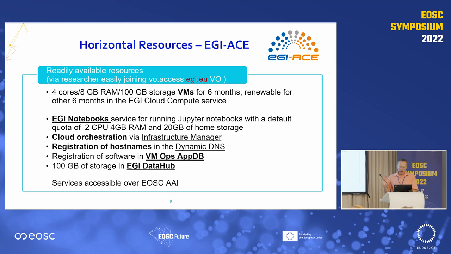So on the next few slides, very quickly, you've got the idea of what the horizontal services are from the infrastructures. So we have the EGI. These are readily usable resources that can be accessed through EOSC by using an EOSC single sign-on, cloud orchestration facilities by making use of the Infrastructure Manager, registration of host names, for example, a repository of data of virtual machines. So if you come up with a virtual machine that is particularly useful for your community, then you can put it onto the VMOps AppDB dashboard. There's the data hub as well.